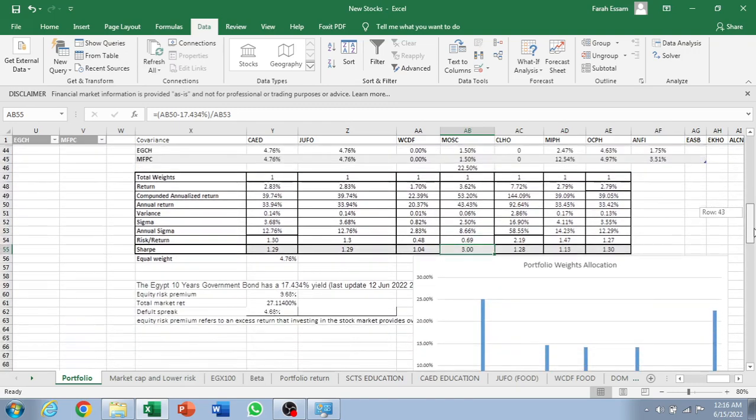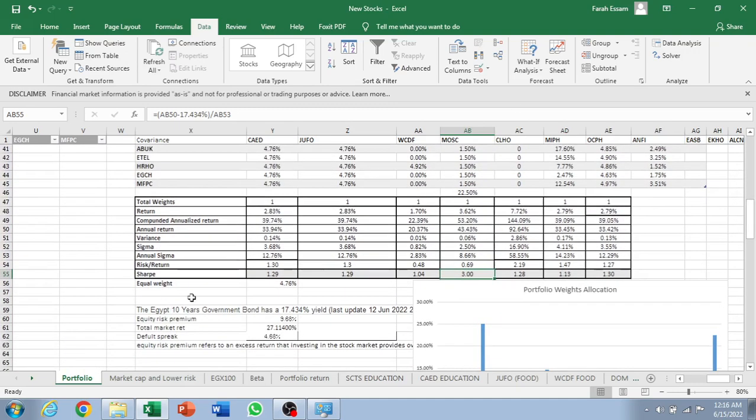As for the Sharpe ratio, I had to get the risk-free rate. So I got the risk-free rate on a 10-year government bond of 17.43%, and I got the equity risk premium from Damodaran for Egypt. In order to get the total market return, I added the risk-free rate plus the market risk premium, in order to compare my portfolio return to the Egyptian market return. Getting back to the Sharpe ratio, I took the return, subtracted the risk-free rate, and then divided by the portfolio sigma.